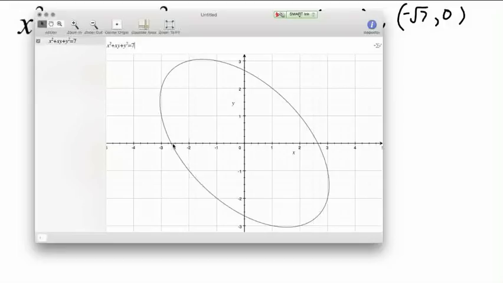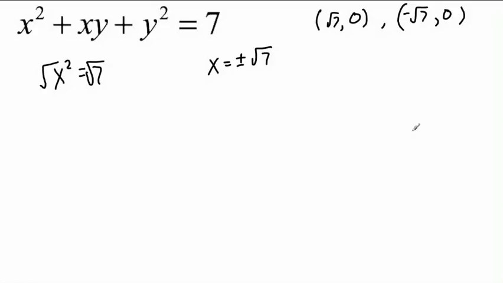The square root of 7 is going to be in between the square root of 4 and the square root of 9, and that's 2 and 3. So the square root of 7 is going to be between 2 and 3, but it's closer to the square root of 9, so it's going to be closer to 3. So it's going to be a little more than 2.5, and that's exactly where that is right there.